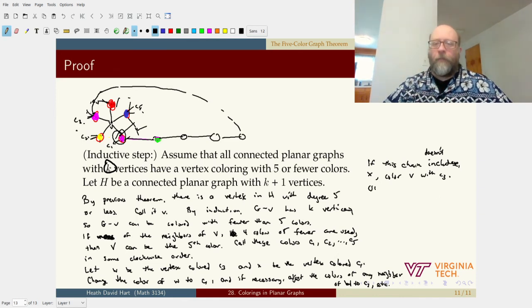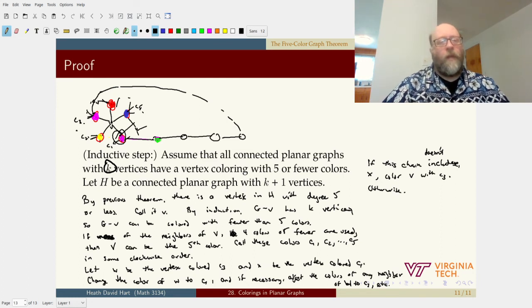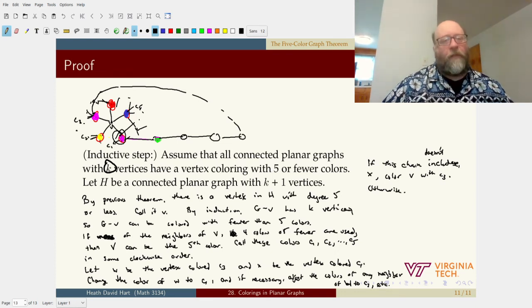Otherwise, so here's where things get tricky. And here's why I skipped one in between C1 and C3. We're going to try the same thing with C2 and C4. Actually, we could do C4 and C5, C2 and C5 also. Doesn't matter. But the one in the middle and one on the other side.